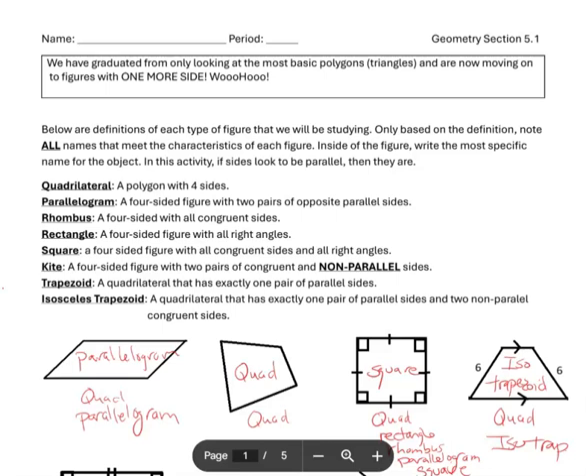All right, we are jumping into the next unit. We are in section 5.1. It says we have graduated from only looking at the most basic polygons, triangles, and now moving on to figures with one more side. Woohoo!